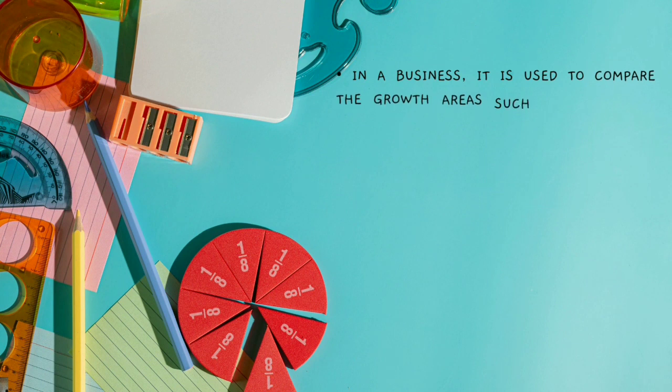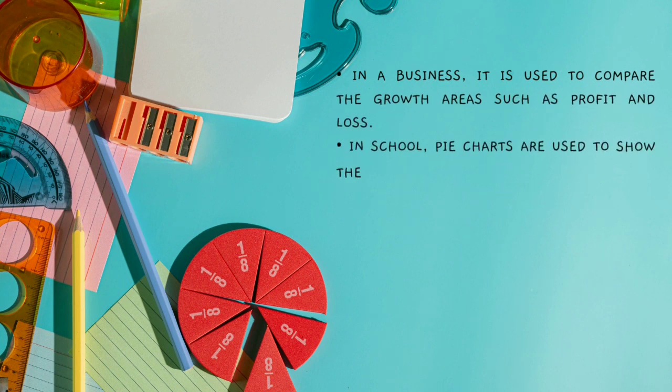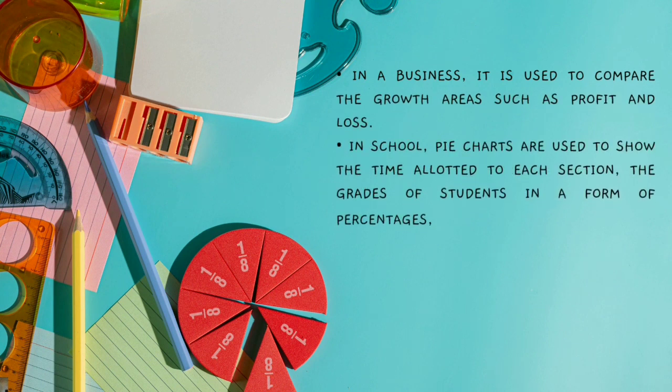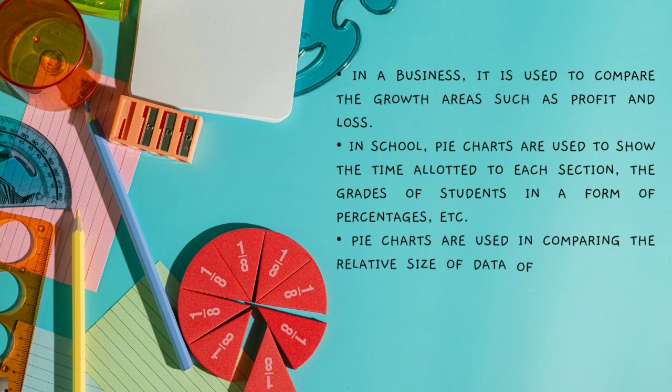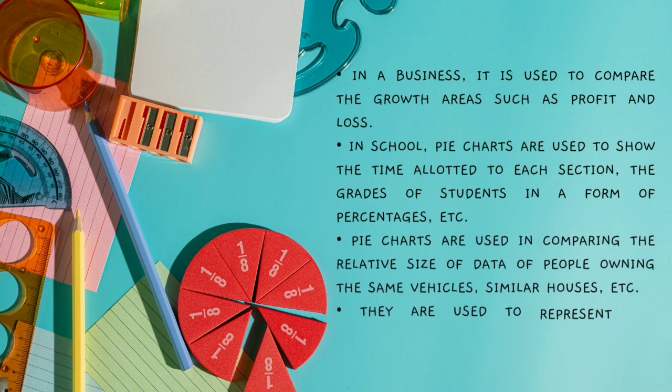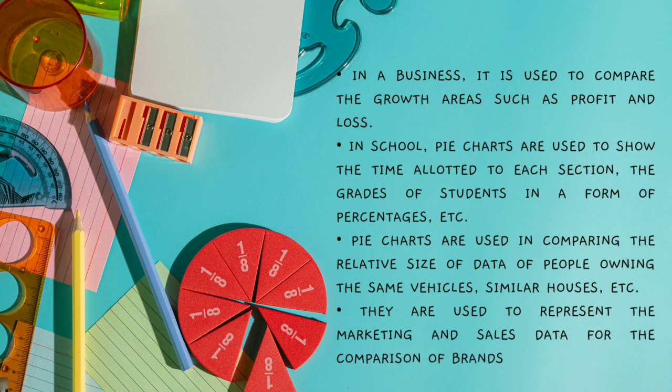In a business, it is used to compare the growth areas such as profit and loss. In school, pie charts are used to show the time allotted to each section and the grades of students in a form of percentage. Pie charts are used in comparing the relative size of data of the people owning the same vehicles or similar houses. And lastly, pie charts are used to represent the marketing and sales data for the comparison of brands.